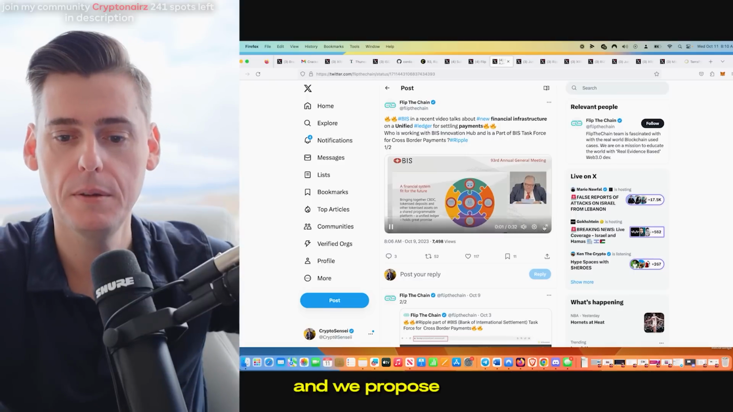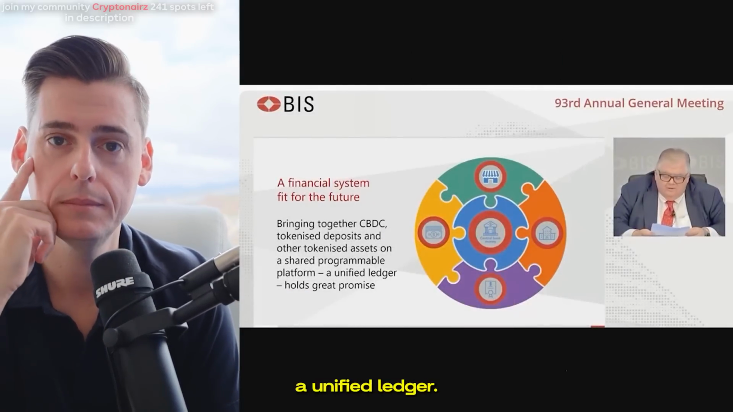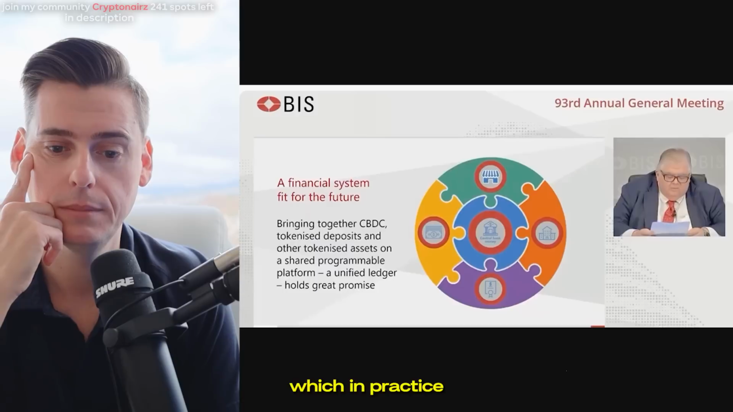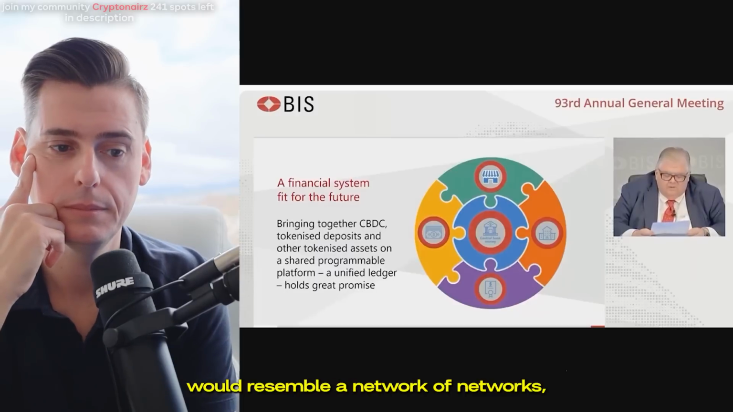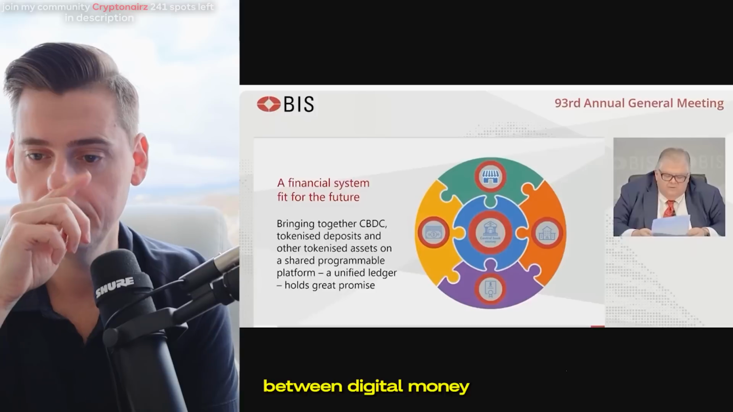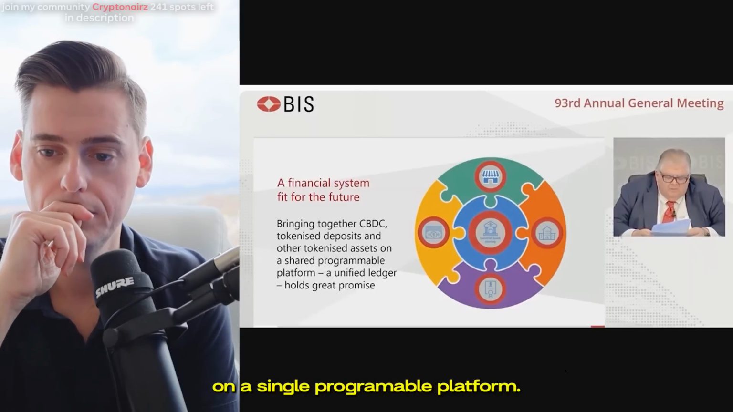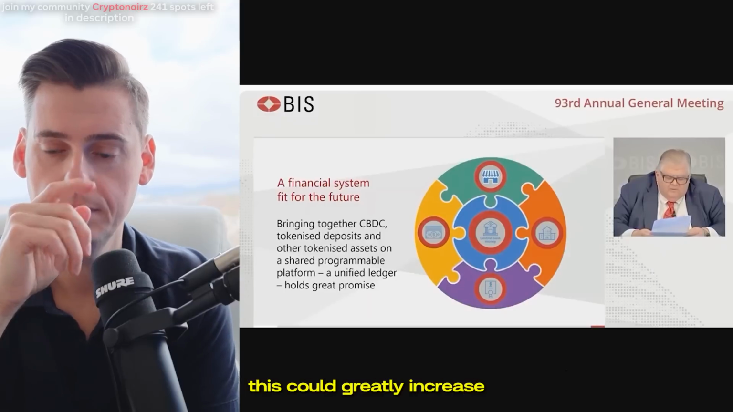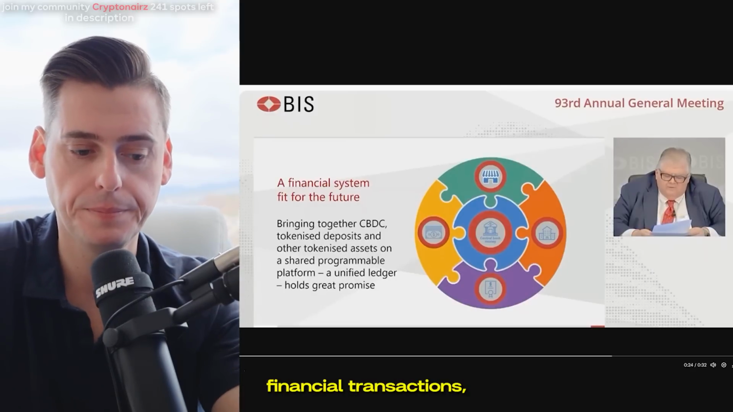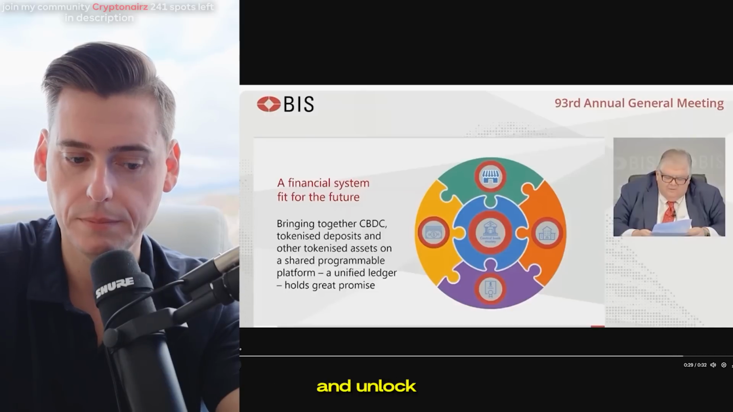To this end, we propose a new financial infrastructure, a unified ledger. The ledger, which in practice would resemble a network of networks, would allow for seamless transactions between digital money and other tokenized assets on a single programmable platform. As we discuss in the chapter, this could greatly increase the efficiency of existing financial transactions, deliver instantaneous payment settlement, and unlock entirely new economic arrangements.